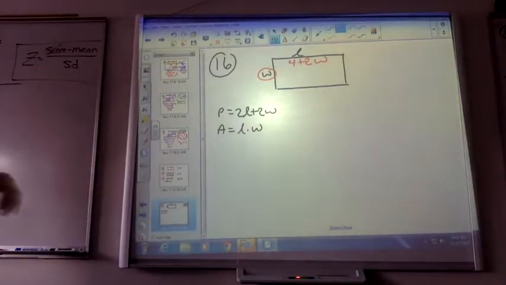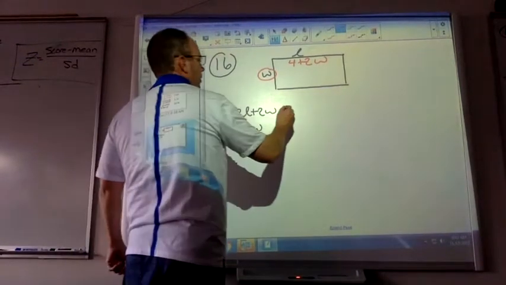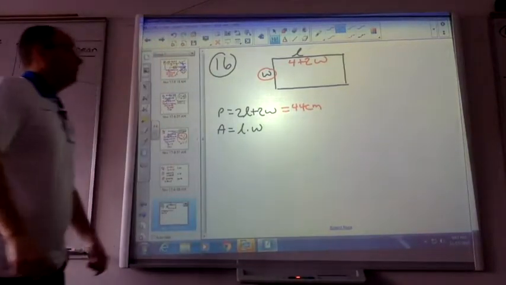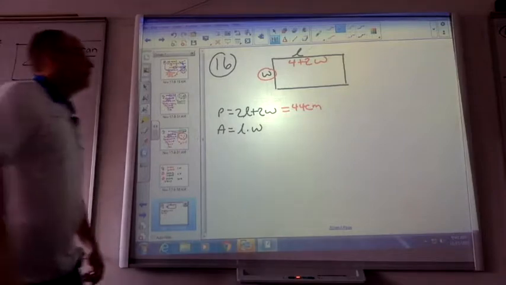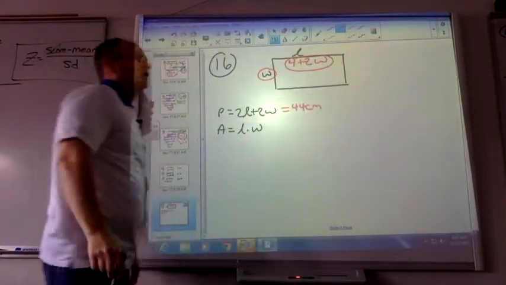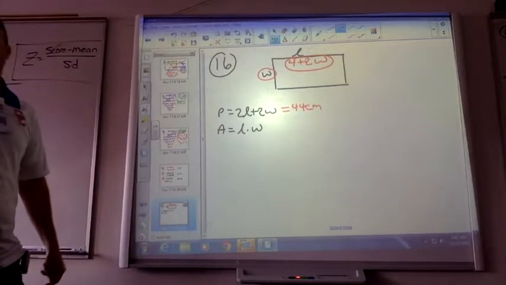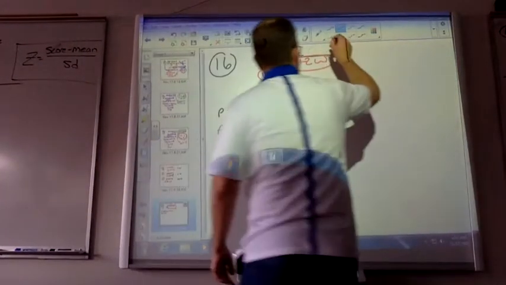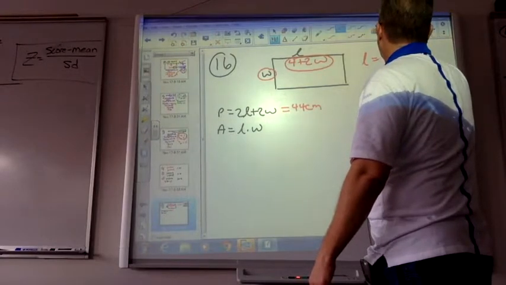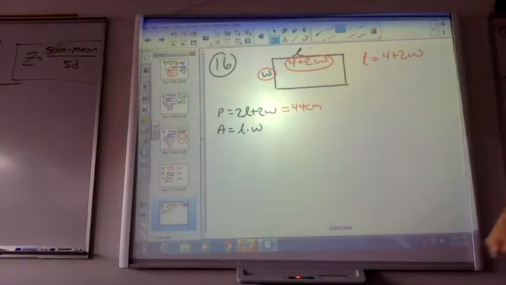Oh, we know the perimeter. They told us the perimeter is 44 centimeters. Agree? All right. So this right here is the length in terms of width. Which means I can take this right here and say L is equal to 4 plus 2W. See how I did that?